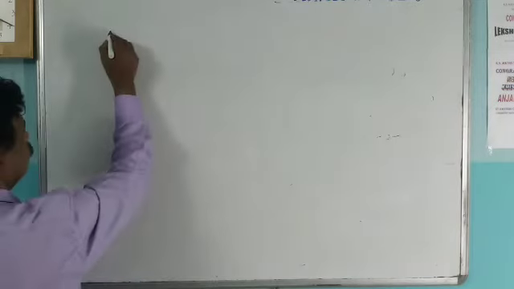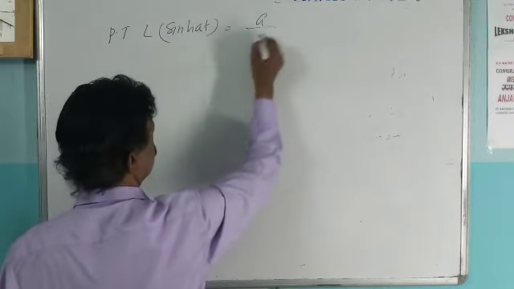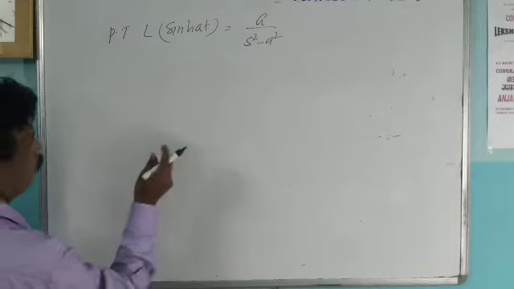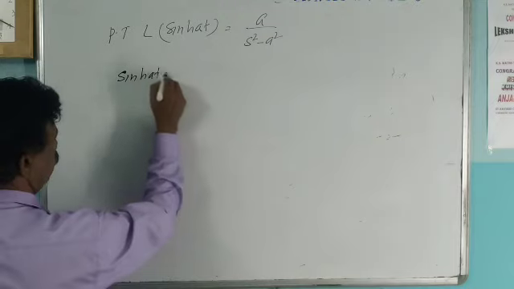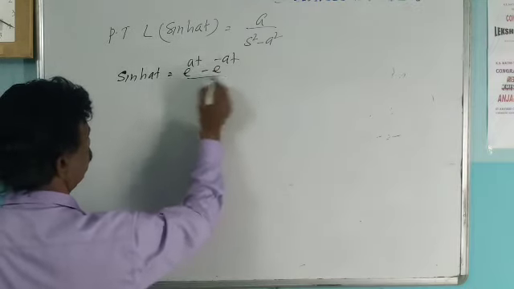Prove that Laplace of sinh at equals a by s square minus a square. The Laplace of the hyperbolic function sinh at equals a by s square minus a square. See, we know that sinh at equals e raised to at minus e raised to minus at, by 2.